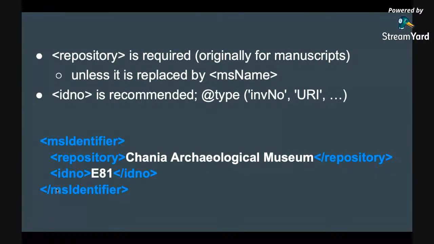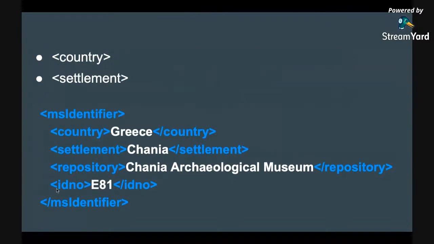And here we have a very simple example. We have an msIdentifier inside which we have the repository, which in this case is the Chania Archaeological Museum. And we have an idno with a value E81, which is the inventory number of this inscription. But we can also provide some more information. For example, we can also specify the country and the settlement of the institution in which the object is stored. So we can have country Greece in this case, and settlement the town Chania.